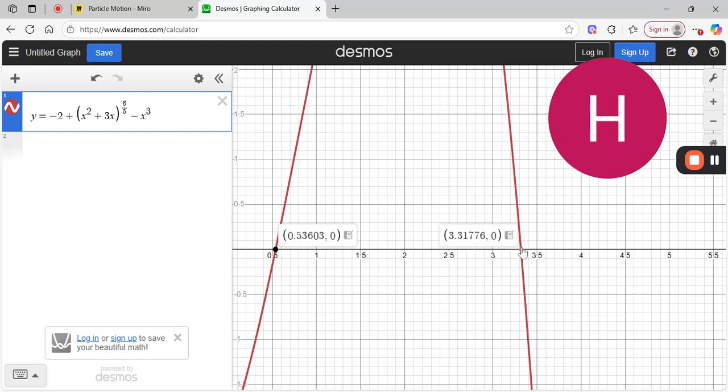Scrolling is actually the most difficult part on Desmos. It's not that intuitive. You have to click scroll, because if I try to two-finger swipe, it just zooms in and out.